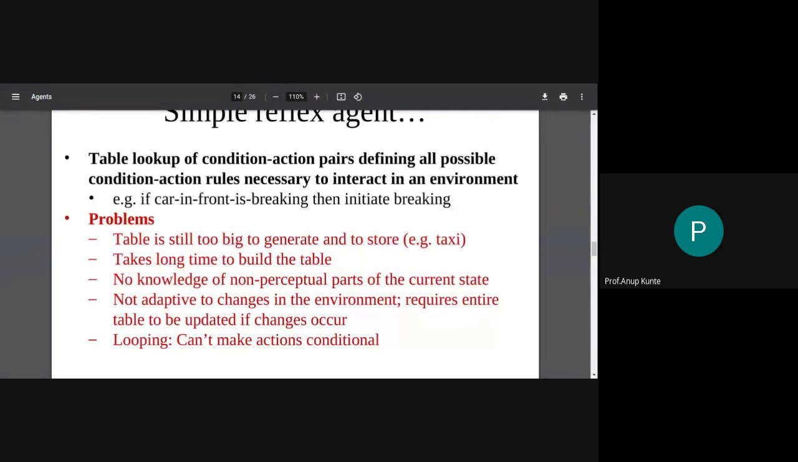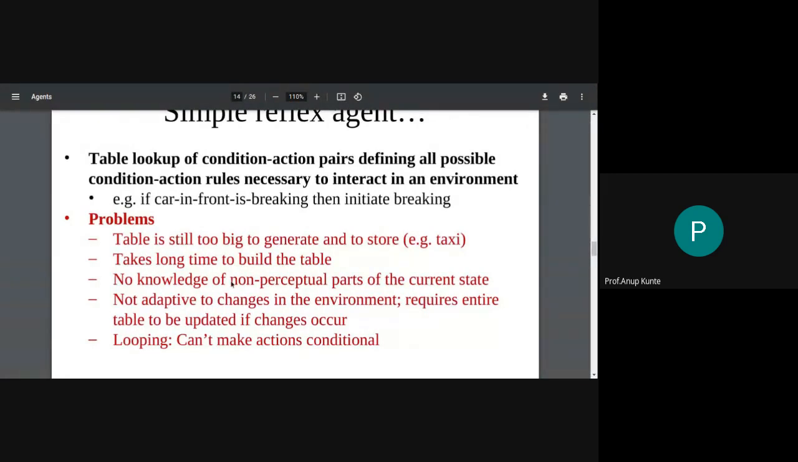Takes long time to build the table. So you need to have a lot of experience of solving that problem in order to understand that in the previous iteration, शायद मैंने ये rule consider नहीं किया था, अभी मुझे ये rule consider करना चाहिए. So as the environment changes or it adapts, you can adopt the things, but for adapting it, you need to remember what the environment was like before and what it is like now and what it will be in future as you impart your actions.